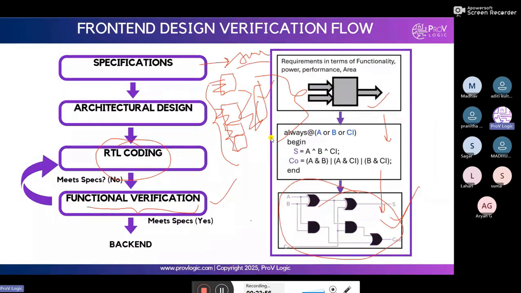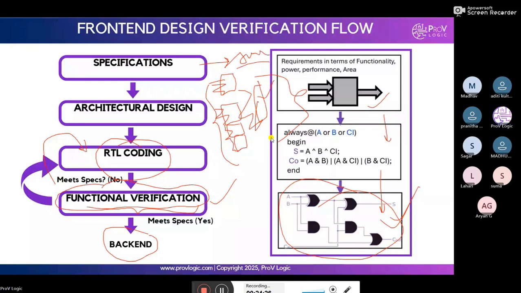While doing the verification, if the requirements meet the functionality, we go to the backend process. If the requirements don't meet the functionality, we need to change the RTL code. That means if any error occurs or there are any functional mismatches, we need to send the design back to the RTL design engineers. Here we have two types of engineers: RTL design engineer and verification engineer, or combined.